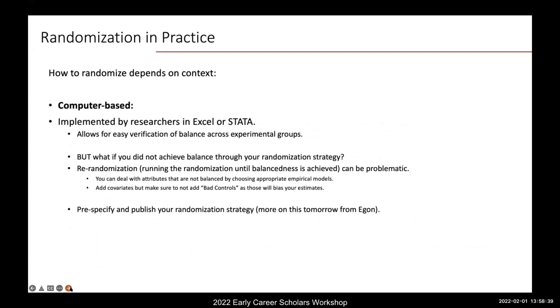Computer-based is, I think, what most people do. So it's implemented by the researchers in Excel or Stata. You can verify balance across experimental groups immediately, but then again, you have to have a mechanism specified if you do not achieve balance through your randomization strategy, as we talked about before, because re-randomization can be problematic.